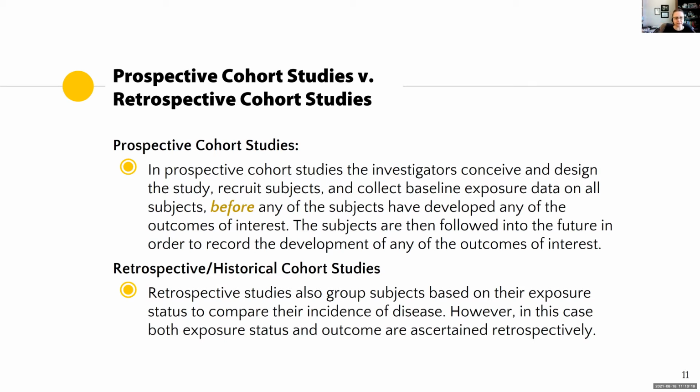A retrospective study also groups subjects based on their exposure status to compare their incidence of disease. However, in this case, you know the outcome, you know it. In lots of historical retrospective cohort studies, you'll see those using medical records or things like that. So don't get those confused.